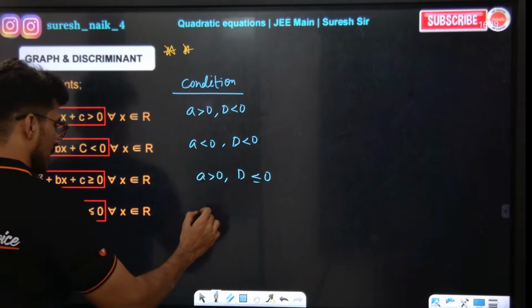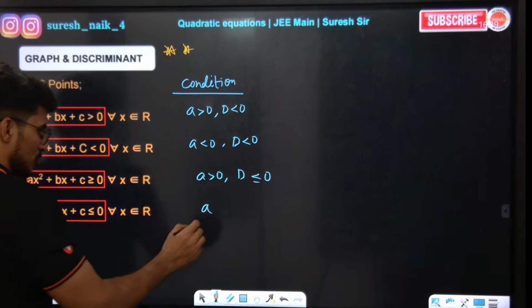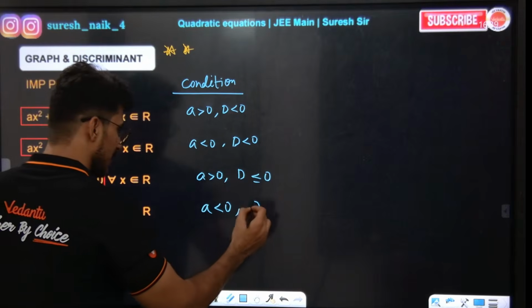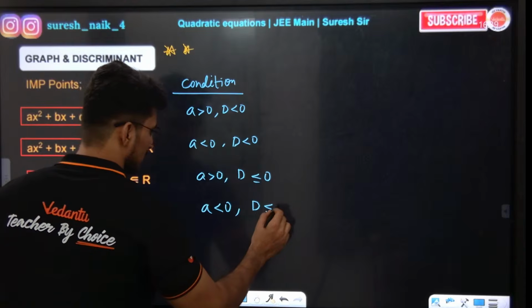Tell me here. Here f of x is what? Basically lesser than or equal to 0. So the graph will be downward. So A less than 0, and then the discriminant is going to be what? Discriminant is always lesser than or equal to 0.